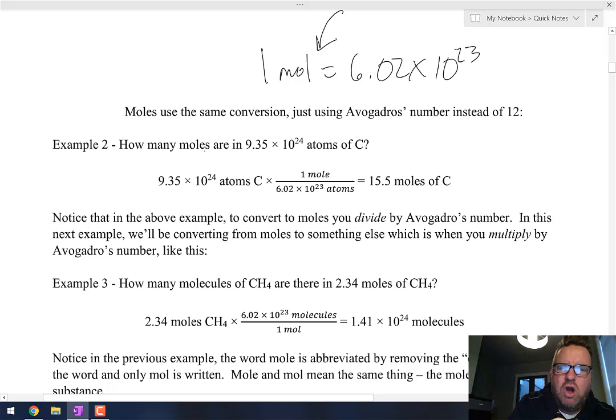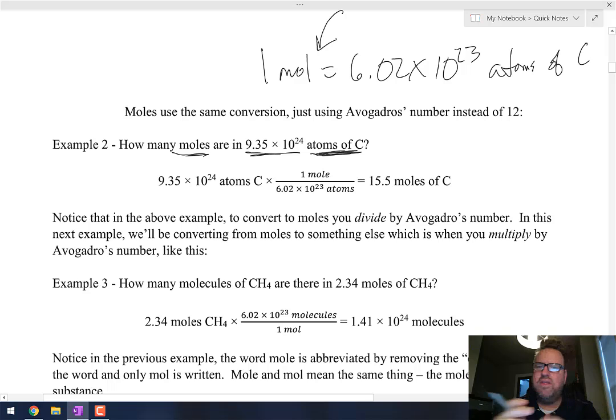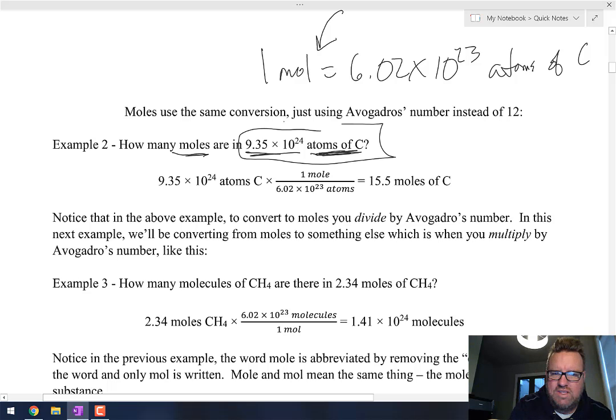So how many moles are there in 9.35 times 10 to the 24th atoms of carbon? Now, again, it doesn't matter what that part is, because in this case, 1 mole is going to equal 6.02 times 10 to the 23rd atoms of carbon. Remember that it can be anything, just like a dozen can be donuts or shoes or flowers or whatever. Same thing with a mole. So in this case, what do we do? Well, we start with the number that they give us, 9.35 times 10 to the 24th atoms of C.